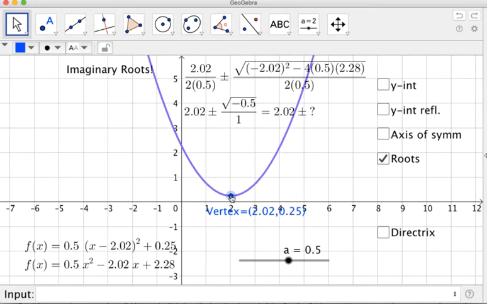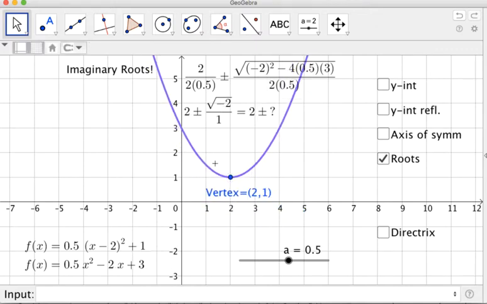When the vertex is above the x-axis and the parabola is opening upward, it never crosses the x-axis. So what that means is that there are no solutions to the equation 0 equals 0.5x squared minus 2x plus 3. And we can see that because this thing never crosses the x-axis. What happens is we end up with a negative value in our discriminant. And our discriminant is just what's under the square root here. So when that is negative, we no longer have a real solution to this. So we get a question mark here in GeoGebra because it doesn't quite know what to do with trying to take the square root of a negative number.